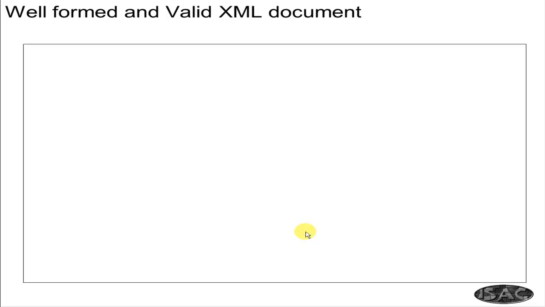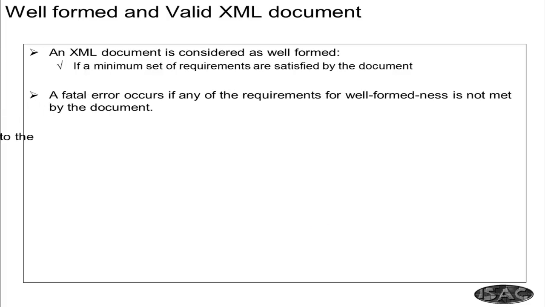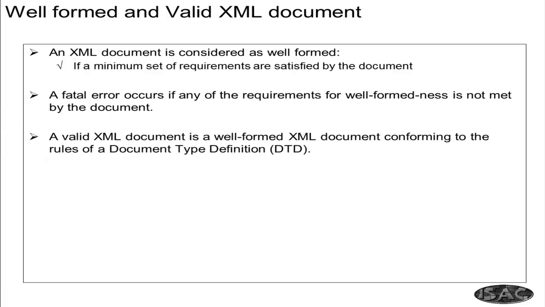Now, a well-formed and valid XML document has few characteristics. First, it must meet a minimum set of requirements as satisfied by some document, and we'll call that a little later DTD. Now, in an XML document, a fatal error occurs if any of the requirements for well-formedness is not met. So, a fatal error will occur if any of the requirements of well-formedness is not met by the document. Okay?